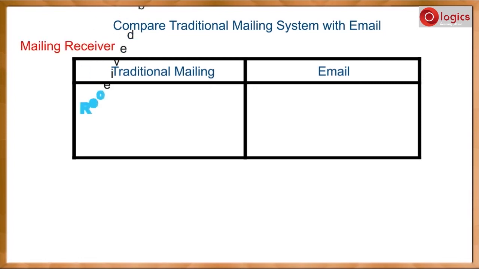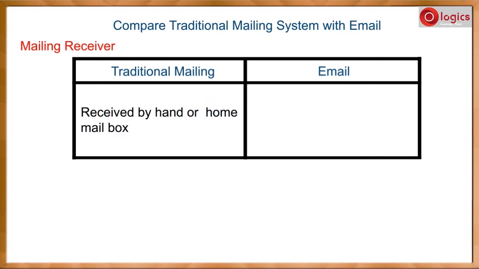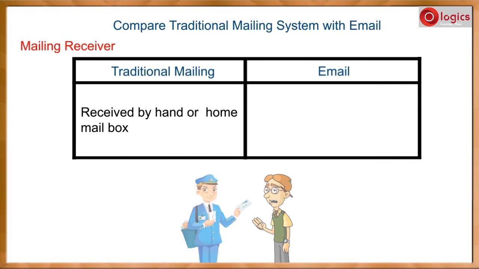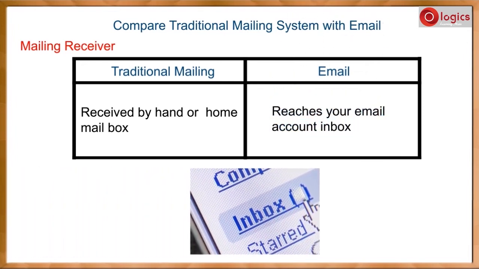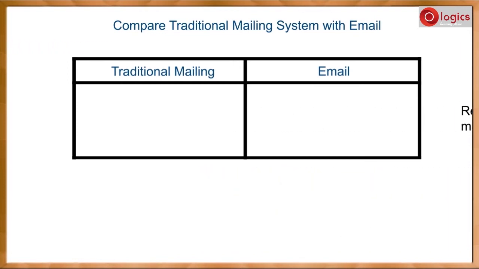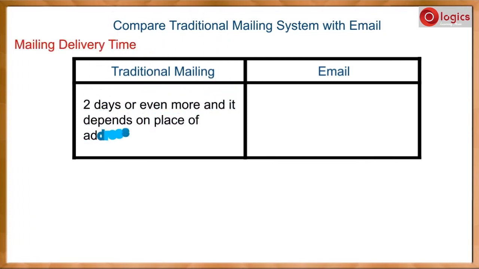Mailing receiver. Received by hand, or in a home mailbox. Whereas email reaches your email account inbox. Mailing delivery time. To deliver the mail, it takes 2 days or even more, and it depends on the place of the address. Email delivery is instant.